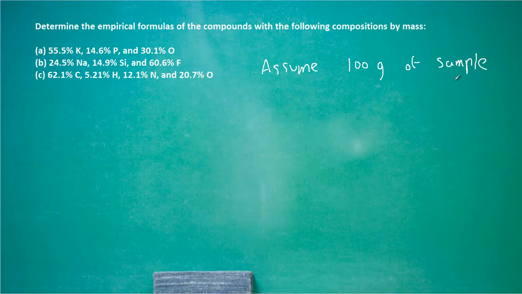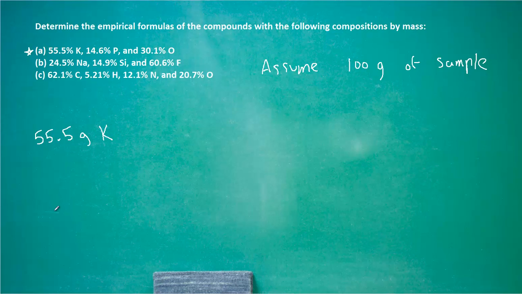Now, you don't actually have to use 100 grams, but it's the most convenient number to use. And the reason for that is as follows. Let's take a look at part A first. If you have 100 grams of sample and 55.5% of that is potassium, you should be able to easily determine that the number of grams of potassium would be 55.5.